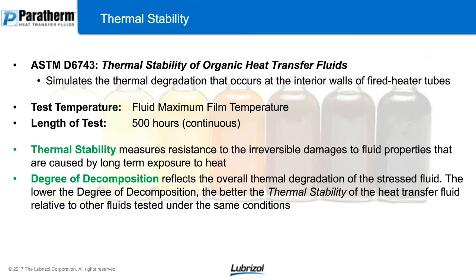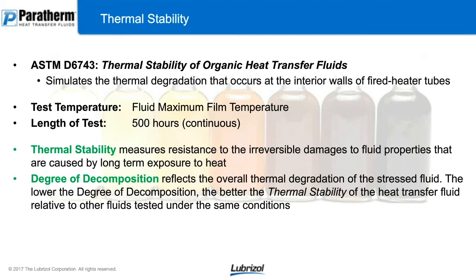So what this test does is it actually takes whatever sample of fluid you're interested in determining the thermal stability, and it will take the fluid, put it into an oven in a sealed container that's able to withstand the temperature, and put under a vacuum so oxidation does not come into play. What happens is it simulates the maximum film temperature, so whatever your anticipated maximum film temperature for that fluid will be is the test temperature that you're going to run.